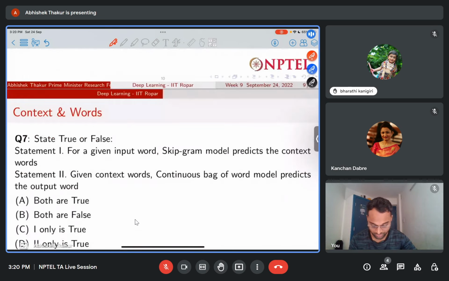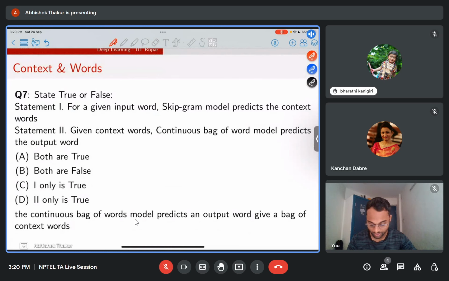Now we'll move on to question 7, which is based on context and words. This is a true or false question. For a given input word, a skip gram model predicts the context words. Given context words, a continuous bag of words model predicts the output word.